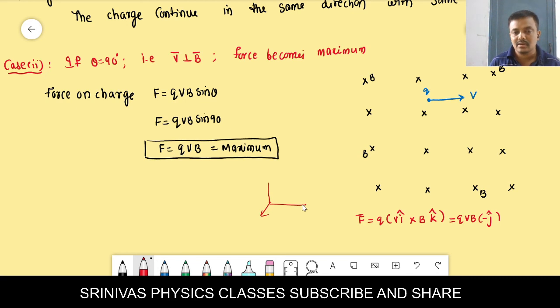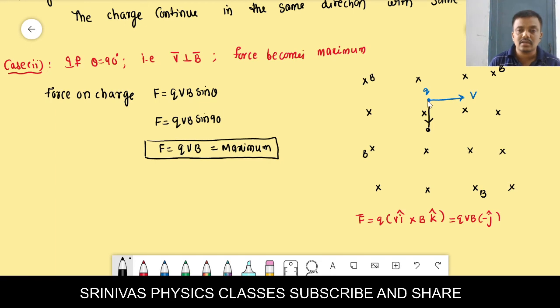This is x, this is y, this is z. We take the x, y and z axes like this. If the velocity is along the x-axis and the magnetic field along the z-axis, at that moment the force will be along the y-axis. We can take the direction of the force like this. This is the direction of the force.